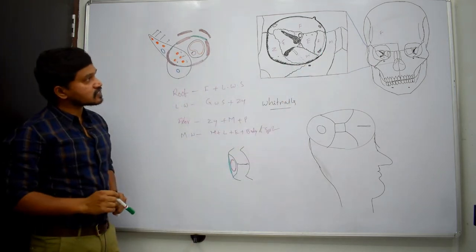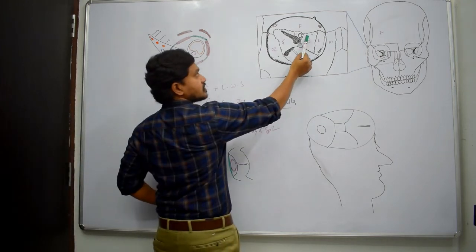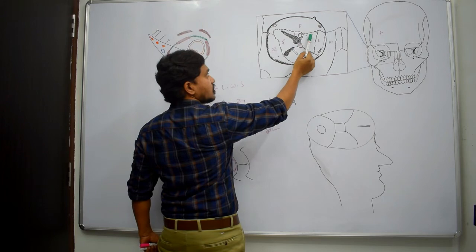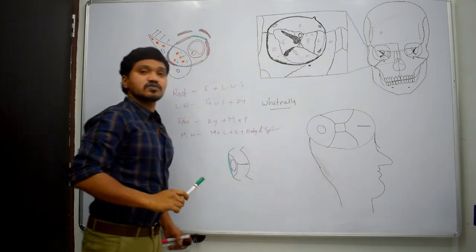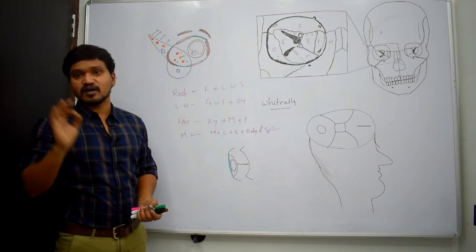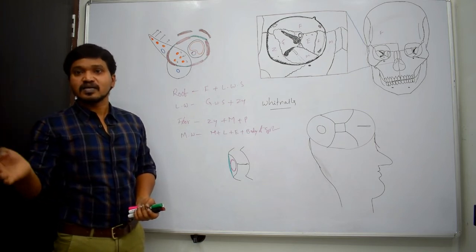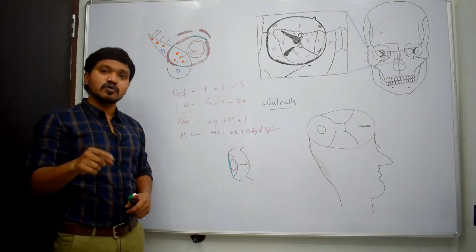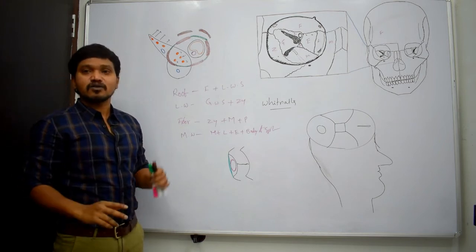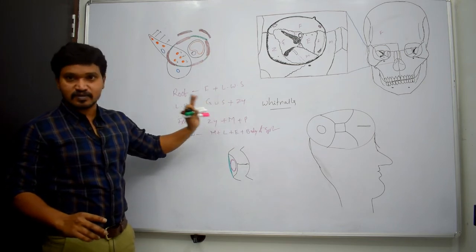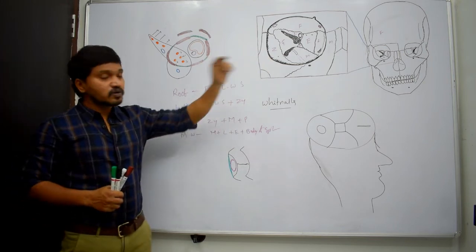And any other features are there? Yes. See here, at the junction of roof and medial wall, you can see two foramens. These foramens are anterior and posterior ethmoidal canals or ethmoidal foramens. These anterior and posterior ethmoidal canals give passage for the corresponding vessels and nerves. Clear? At this session you remember that, that is sufficient. That is about medial wall.